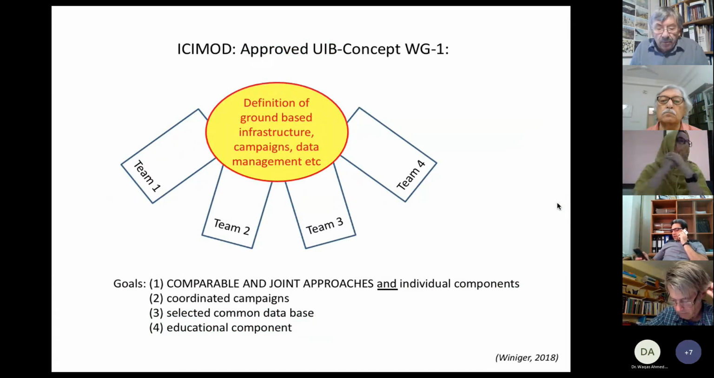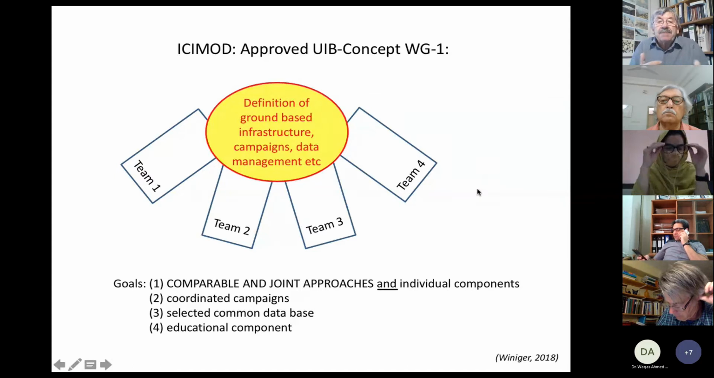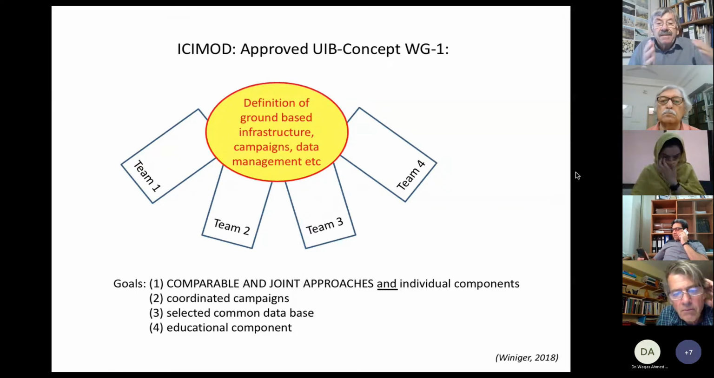What I just said before has been accepted by ICIMOD, it has been promoted, it has been accepted by regional structures of the Upper Indus Basin Working Group. We have different teams. I just have mentioned 4. These can be 2, it can be 10, or it doesn't matter. They, of course, have their individual components.